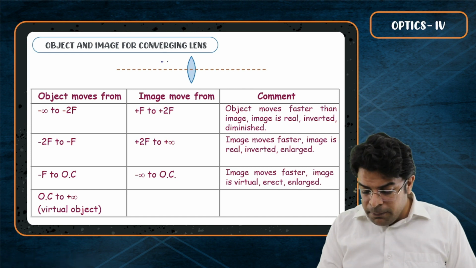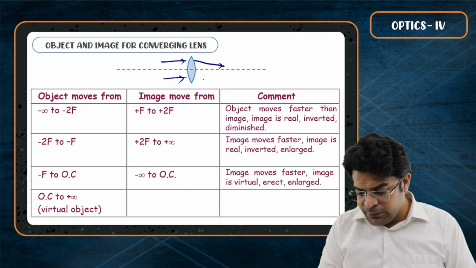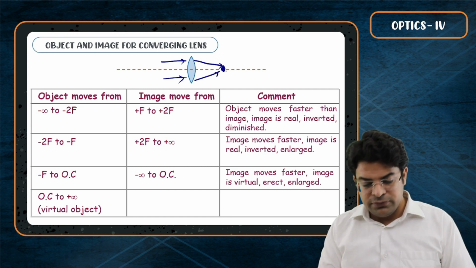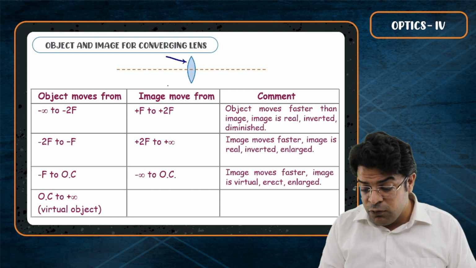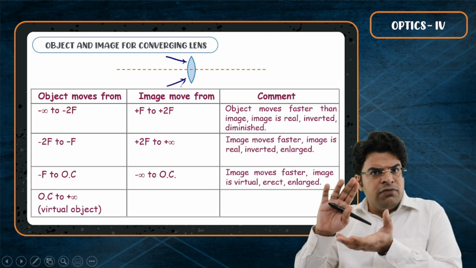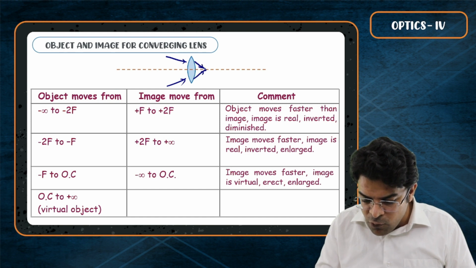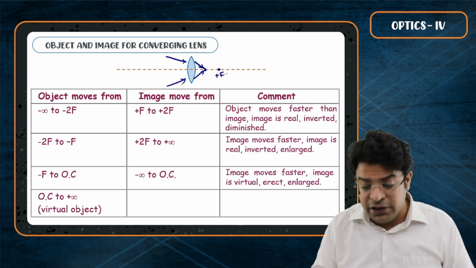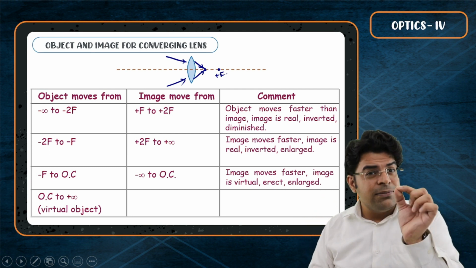When you hit parallel rays, what does this lens do? The lens converges them and makes them meet at the focus. If you already hit convergent rays, what will happen? Then sir, the lens will converge them further and they will meet even before the focus. So the plus f is somewhere here. These rays will meet even before the focus. And that is something you should know.